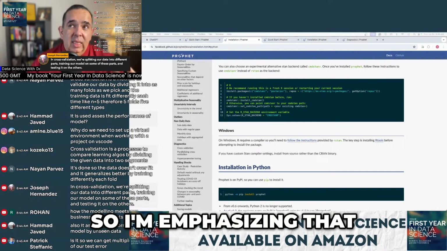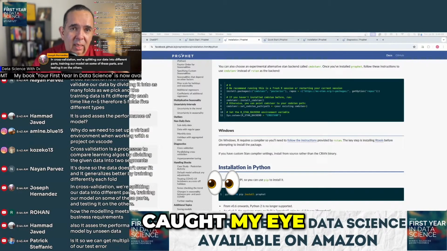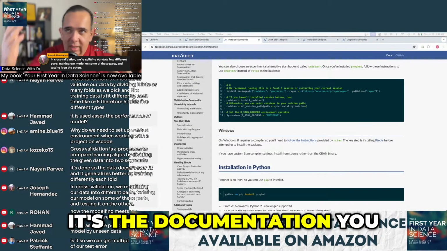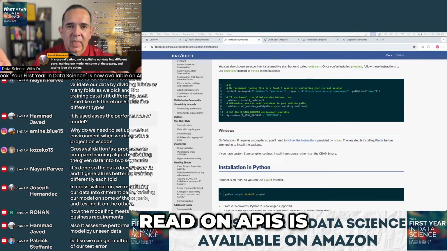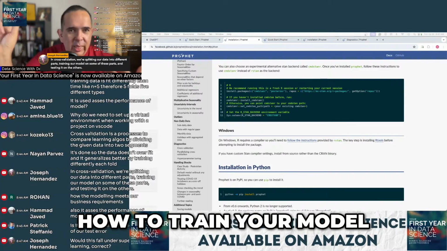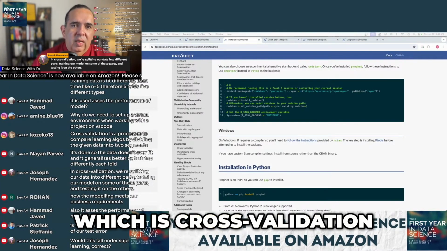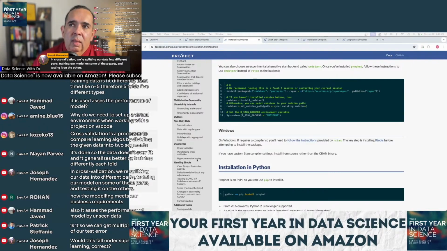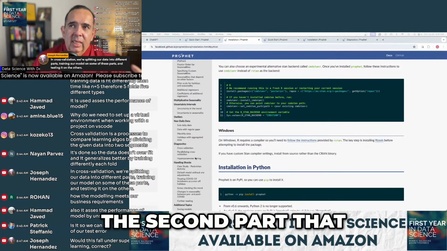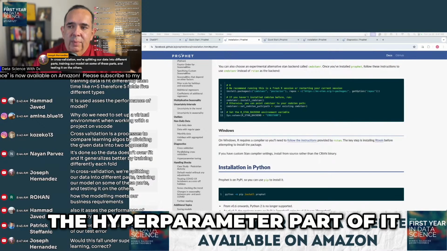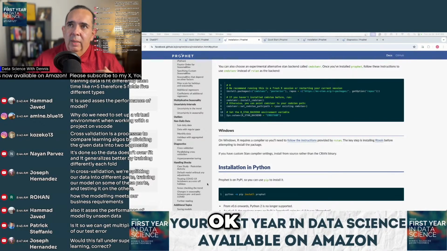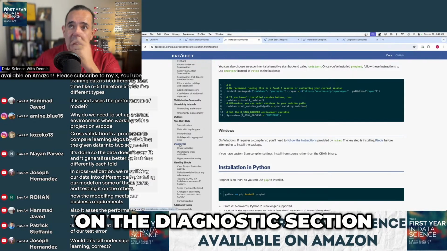So I'm emphasizing that because that's why it caught my eye, right? The documentation you read on APIs is not always going to say how to train your model, right? They're going to call it by its proper name, which is cross-validation, right? And then, like I said, the second part that caught my attention was the hyperparameter part of it. And we're going to get to that, okay? So we're going to go ahead and click on the diagnostic section.